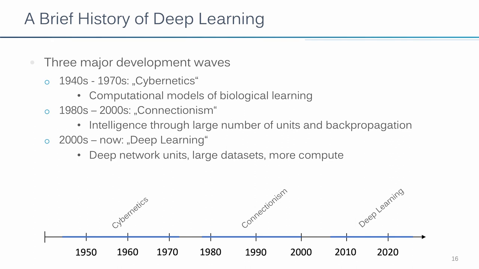And now, since the 2000s or 2010s, we have deep learning, and now we have large computational resources. You might have heard that some of the largest models take as much energy as driving a car for a year. So these models are really huge, and they can solve complex problems like autonomous driving.